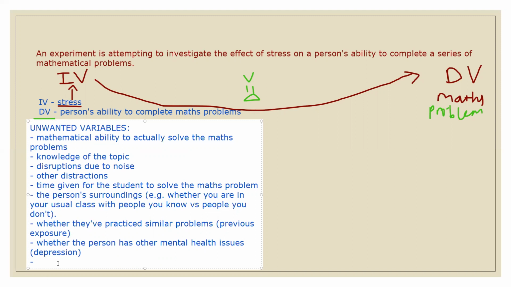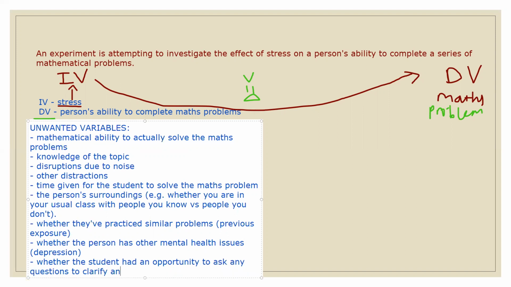So whether the student had an opportunity to ask any questions or whether they were kind of left on their own. So many unwanted variables here, all of which can actually overtake, or we could say even trump, the effect of the DV. In other words, the effect of the IV. These unwanted variables can overtake the effect of the IV and make it difficult for us to determine, okay, this student got, sorry, let me go back here to draw.